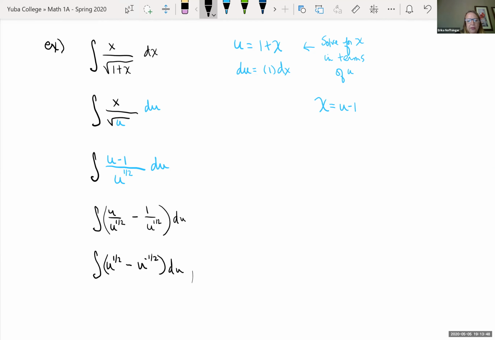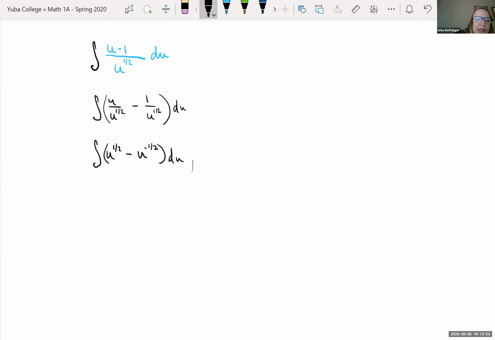Now we can integrate this. So now we can just use the general power rule where we add 1 to our exponent. So 1/2 plus 2/2, that's 3/2, divided by 3/2, same thing as multiplying this by 2/3. Minus, add 1 to our exponent. So negative 1/2 plus 2/2 is 1/2. Divide by 1/2, which is the same thing as multiplying by the reciprocal, 2. And then we have to put in our plus c.